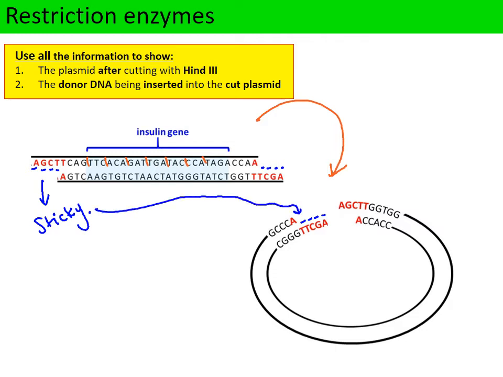that overhang. Now here on the right hand side we've got TCGA, so we know that's going to complementary base pair with AGCT. So this bit here fits into that bit. So we're just inserting the human gene into the cut plasmid, and we use the same restriction enzyme to create the same sticky ends, so we've got complementary overhangs.